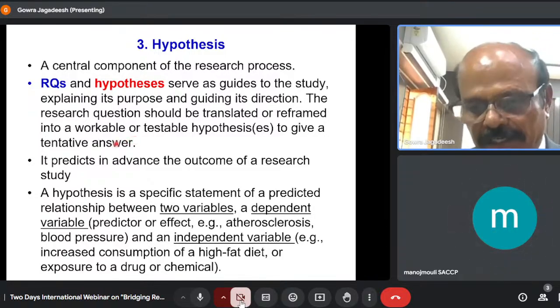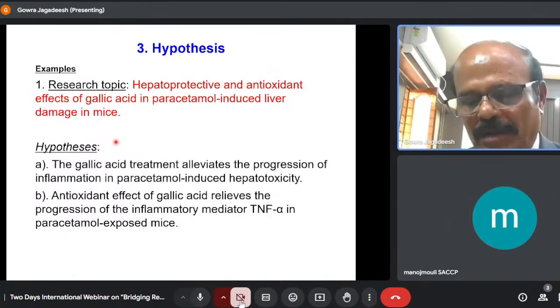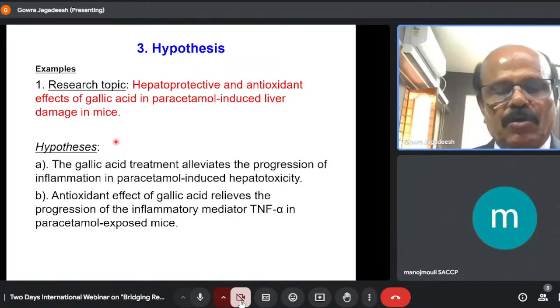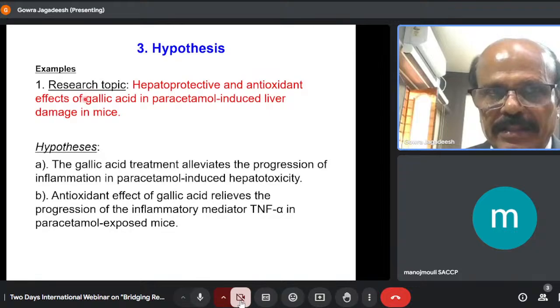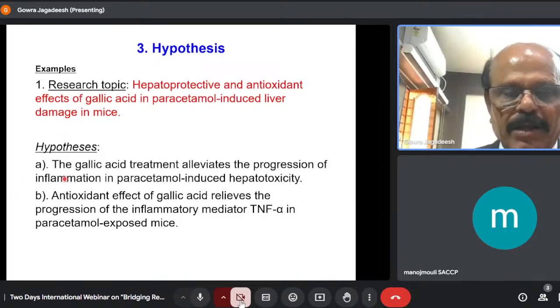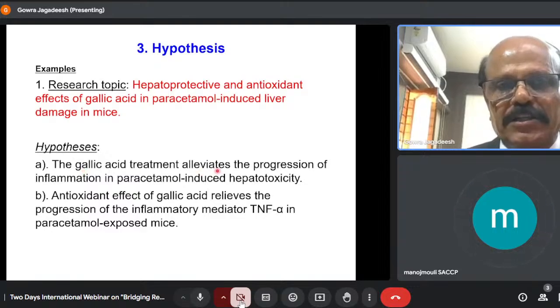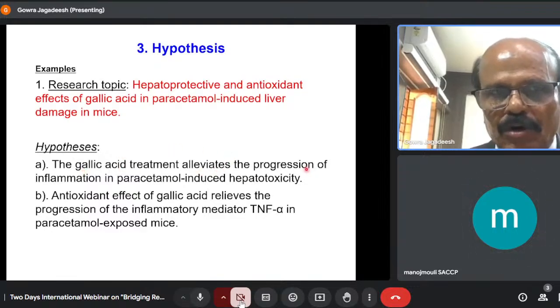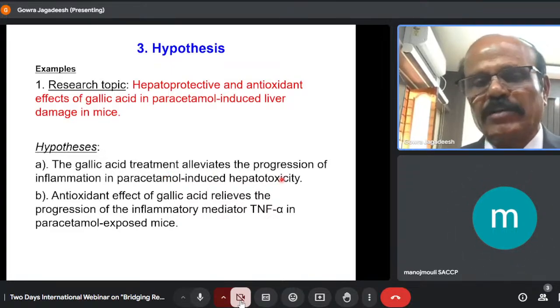A testable hypothesis, statistics is required again. Think about the same example I used for the research question: hepatoprotective and antioxidant effects of, again, gallic acid in paracetamol-induced liver damage. Paracetamol-induced damage, gallic acid. Okay. Now, what is the hypothesis? You must already have thought about it. Gallic acid treatment decreases the progression of inflammation in what? In paracetamol-induced hepatotoxicity. A very simple way of writing.